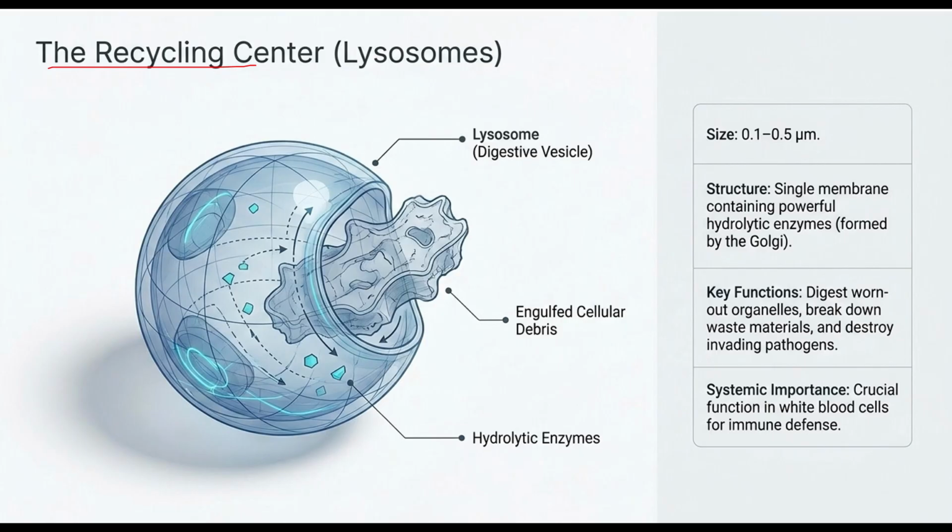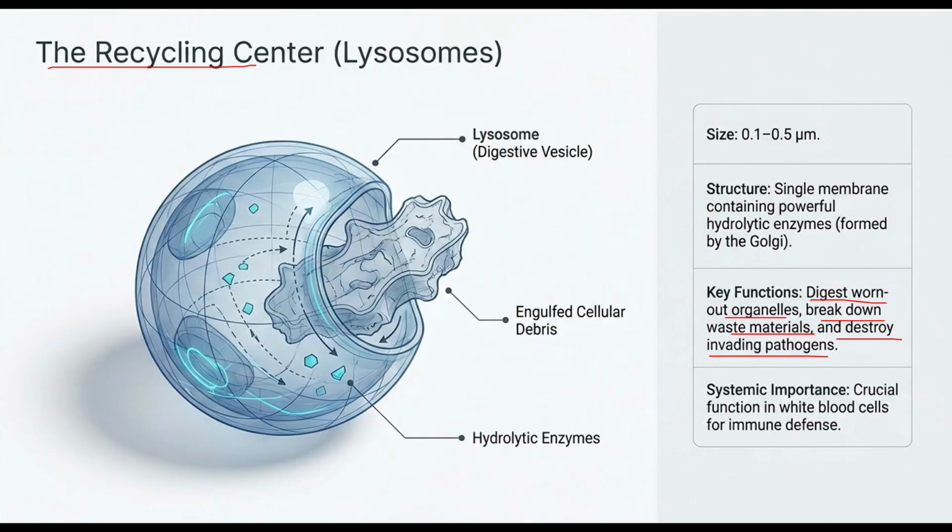Intracellular digestion. So lysosomes remove damaged organelles. Okay, they will digest the worn-out organelles, break down cellular waste, and destroy the harmful microorganisms engulfed by white blood cells. Okay, so they will break down the waste material and destroy invading pathogens. Because these enzymes are potentially destructive, they are enclosed within a membrane that prevents them from damaging the rest of the cell. So it is very important, right?